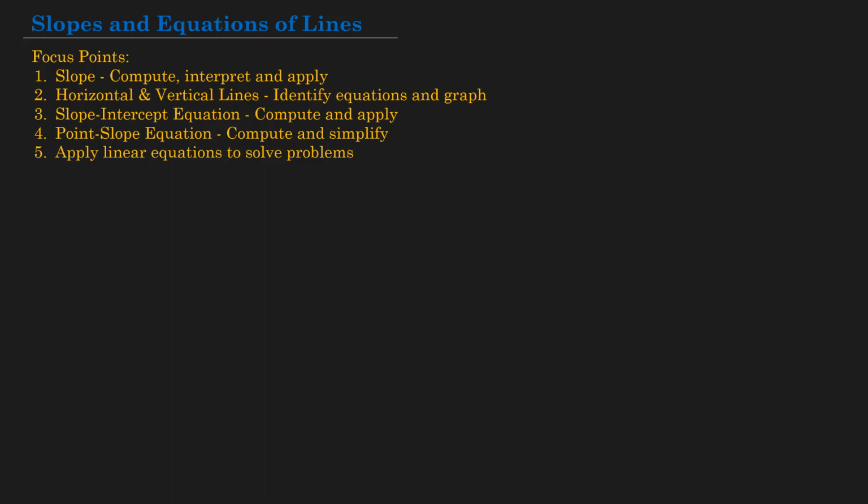Then we're going to get into 2 different equations or forms of equations for a line. The first being the slope-intercept equation, and the second being the point-slope form. The last thing we're going to do is take a look at several applications of linear equations in solving problems. First thing we're going to look at here is slopes.